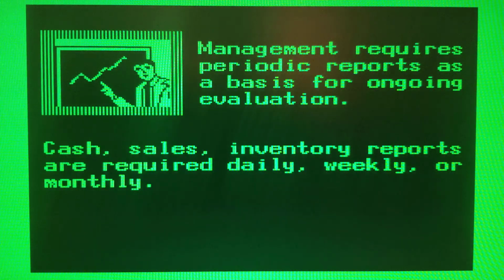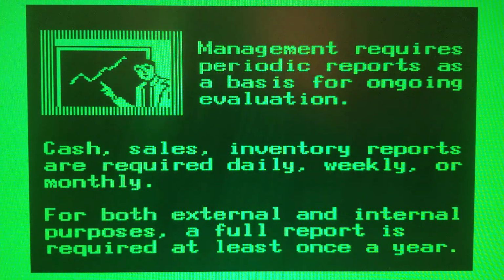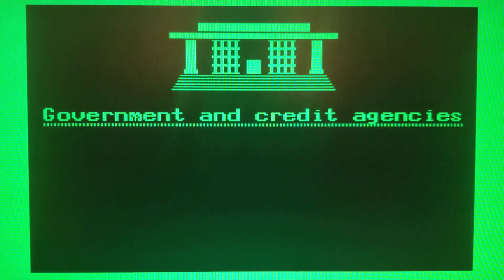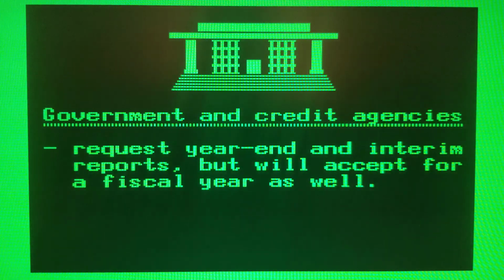Some reports like cash, sales, and certain inventory are required daily, weekly, and monthly. But for external purposes as well as internal, a full and complete set of reports is required at least once a year. Most government and credit agencies ask for year-end reports plus significant interim reports, but they will accept reports for fiscal years which end at any convenient time of the year for the organization.